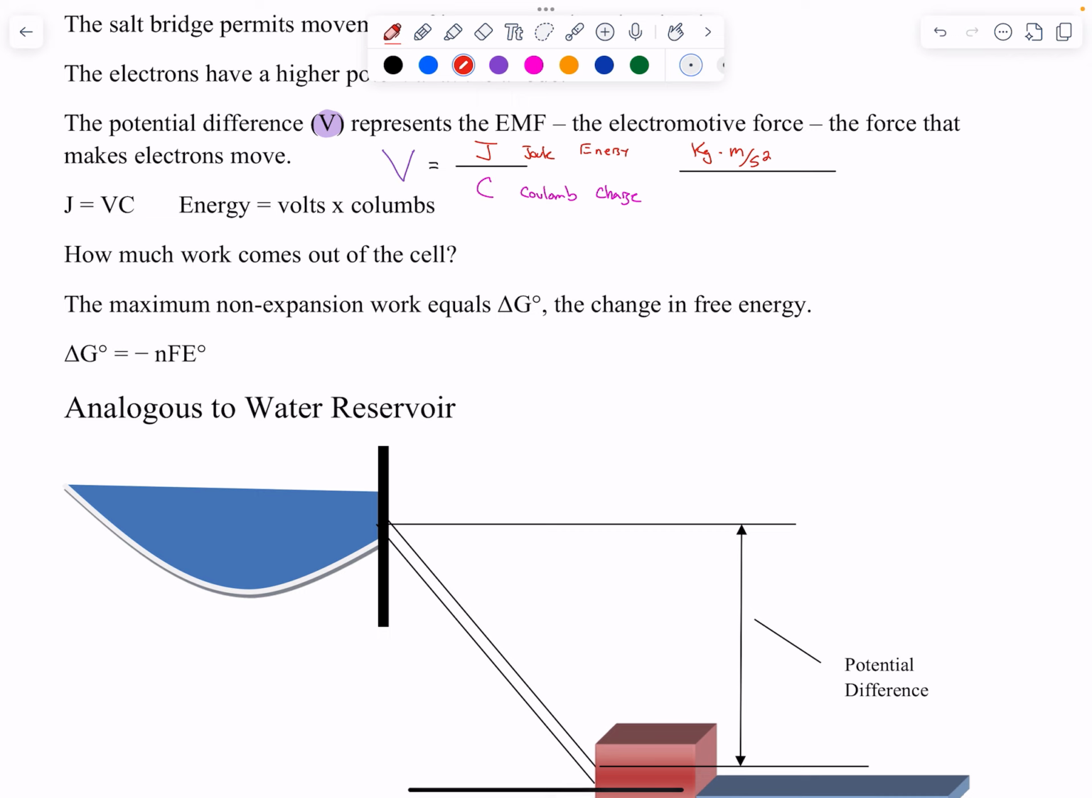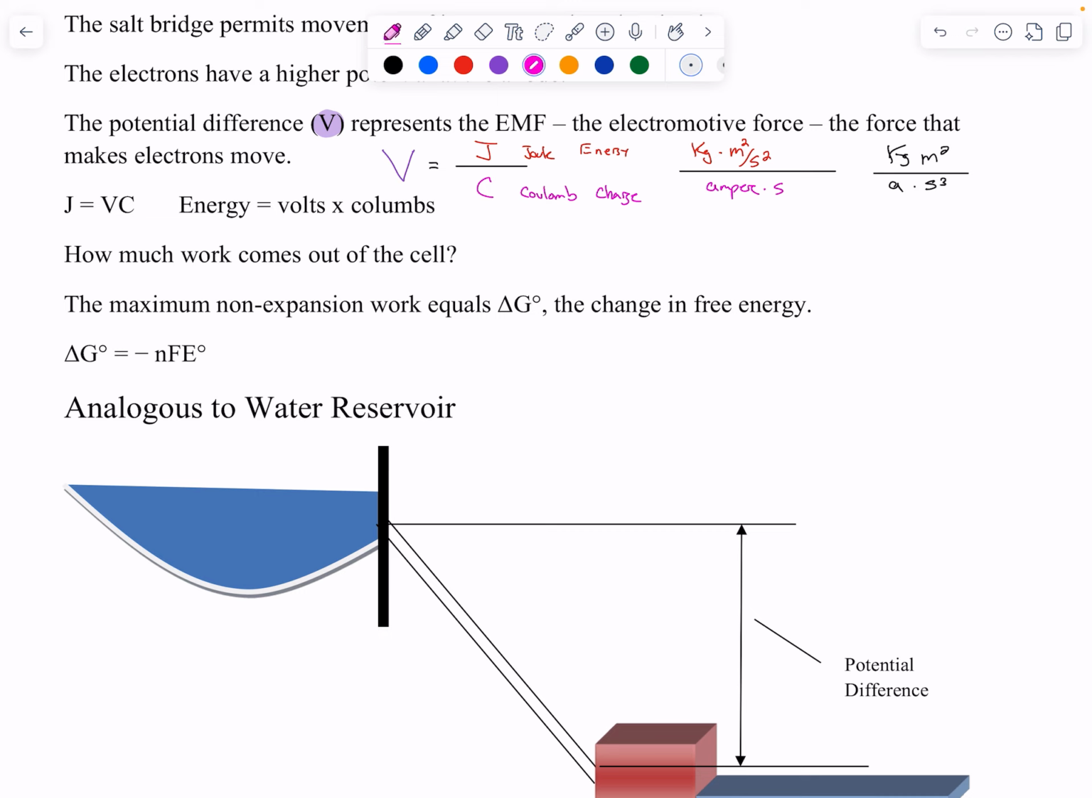Coulombs are amps times seconds. It's called an amp times a second. So this breaks down ultimately into kilogram meter squared over amps second cubed. That's what a volt is.